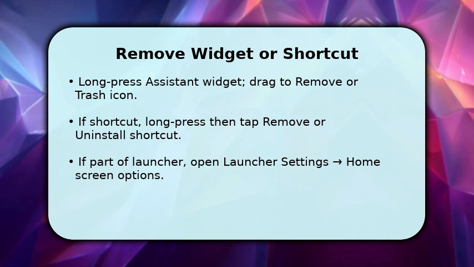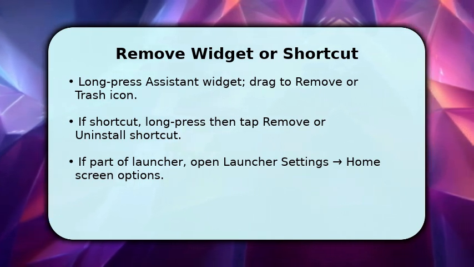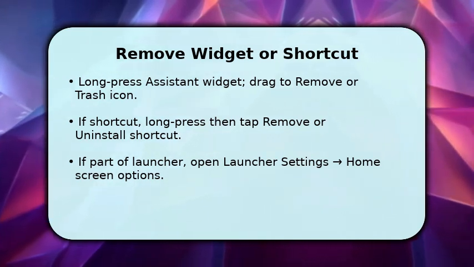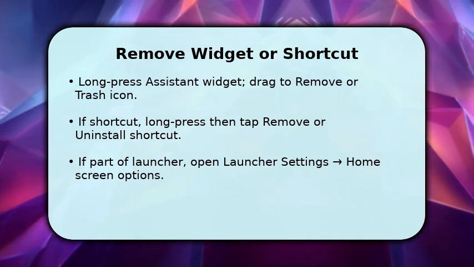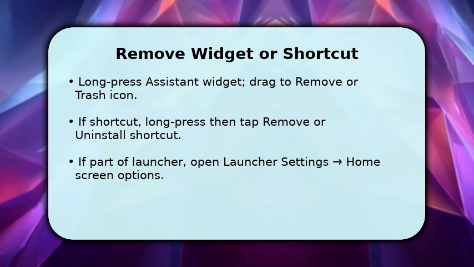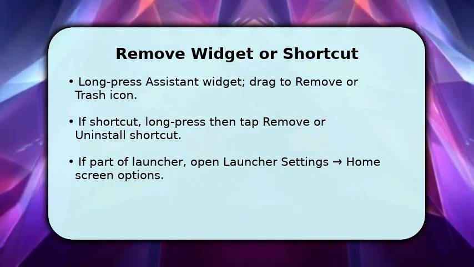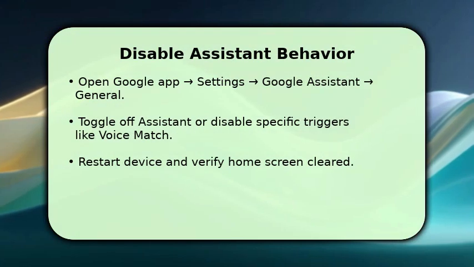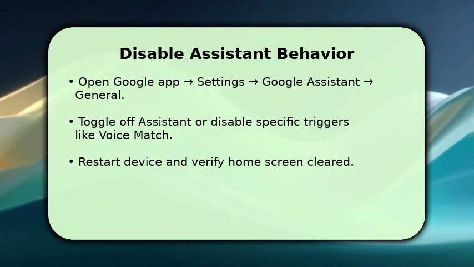If the Assistant is baked into your launcher, go to Launcher Settings, then Home Screen Options, and disable Assistant suggestions or widgets. These steps remove the visible Assistant quickly, while preserving app data. Finish by disabling Assistant behavior so it does not reappear.